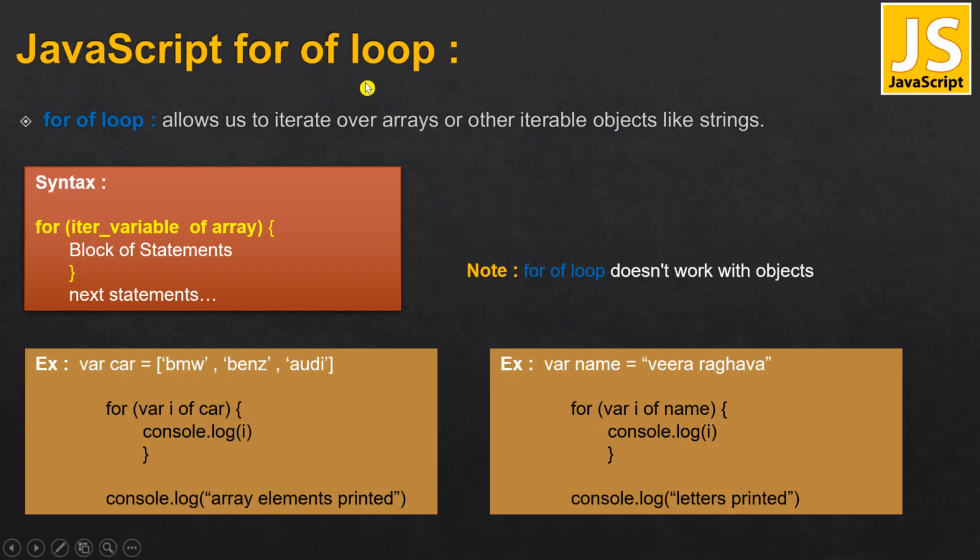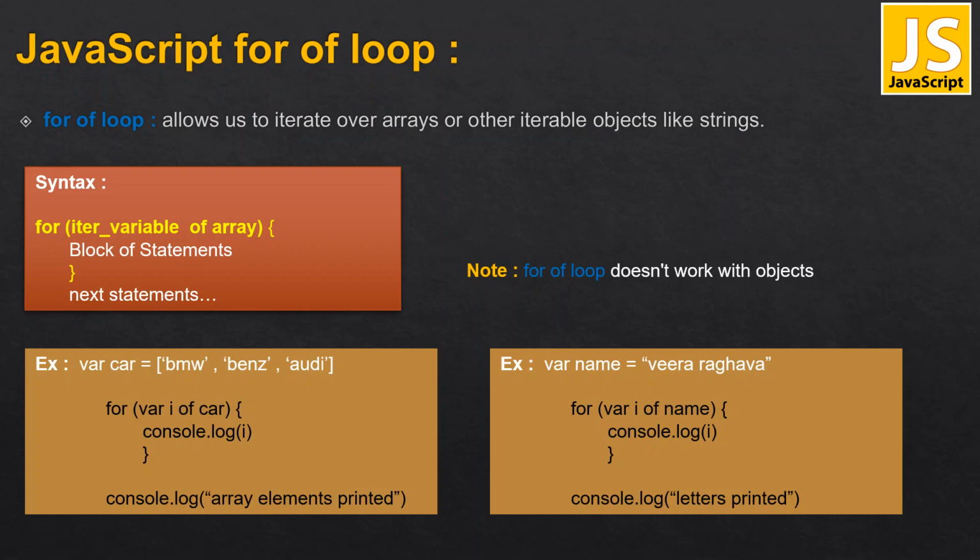In this class we are going to discuss the for of loop, right? In the last class we had dealt with the for in loop. In this class we will discuss the for of loop. This for of loop is frequently used to iterate over arrays or other iterable objects like strings. Okay, string is also an iterable object, friends.